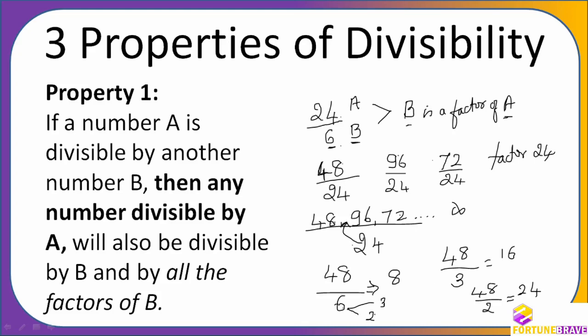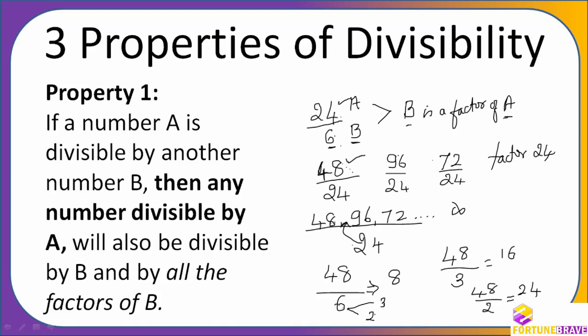Is that clear? So here 24 is divisible by 6. So 48 is also divisible by 6. So also 48 is divisible by the factors of 6 as well. Is that clear? Because 6 divides 24 perfectly, it can divide 48 also perfectly.